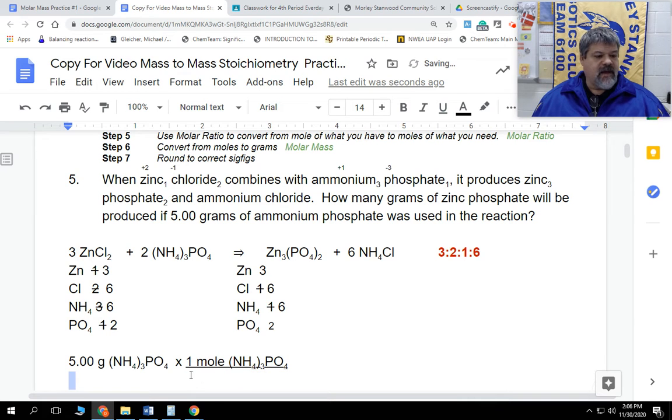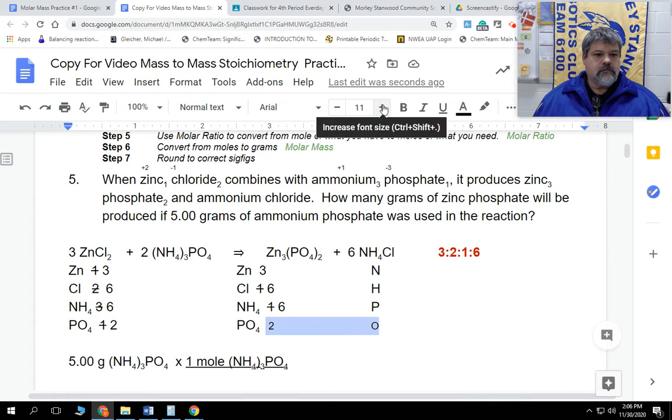Now we're going to put grams on the bottom. Well, we have to figure out the molar mass of ammonium phosphate. So how do we do that? Well, let's go ahead and do it right over here in this space. So I'm just going to put this over. So we have nitrogen, and we got to put all these down. Then we have hydrogen. We have phosphorus. And we have oxygen. Okay, so there they all are.